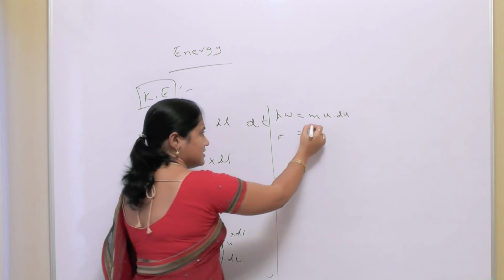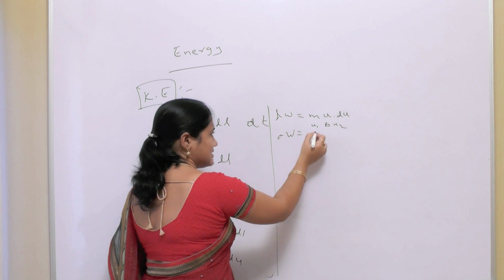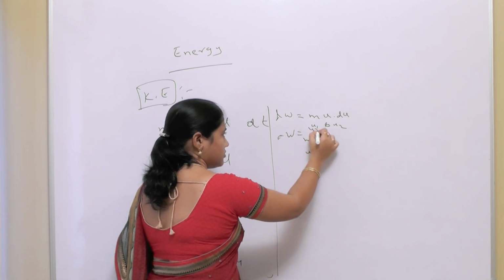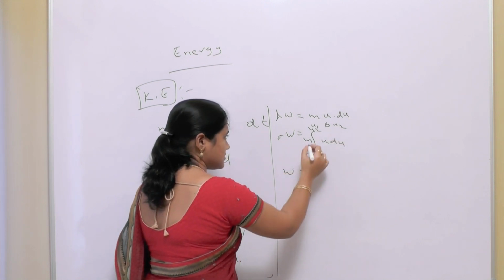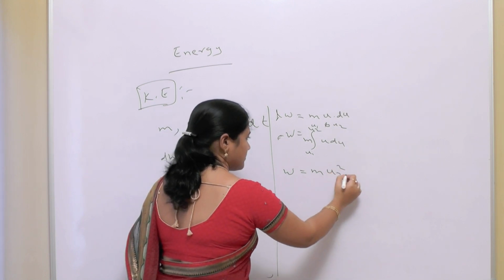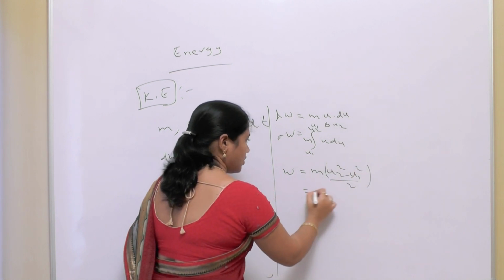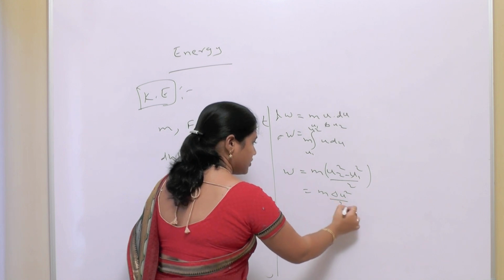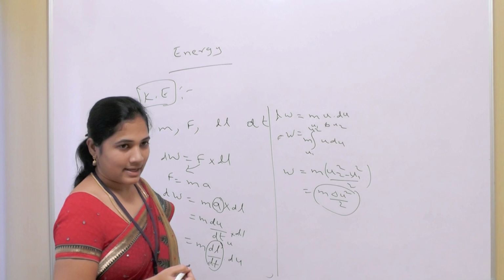If you integrate this equation from an initial velocity u1 to a final velocity u2, the resultant equation will be m times the integral of u du from u1 to u2. So it is m (u2 square minus u1 square) by 2, or m delta u square by 2. This term is called the kinetic energy.